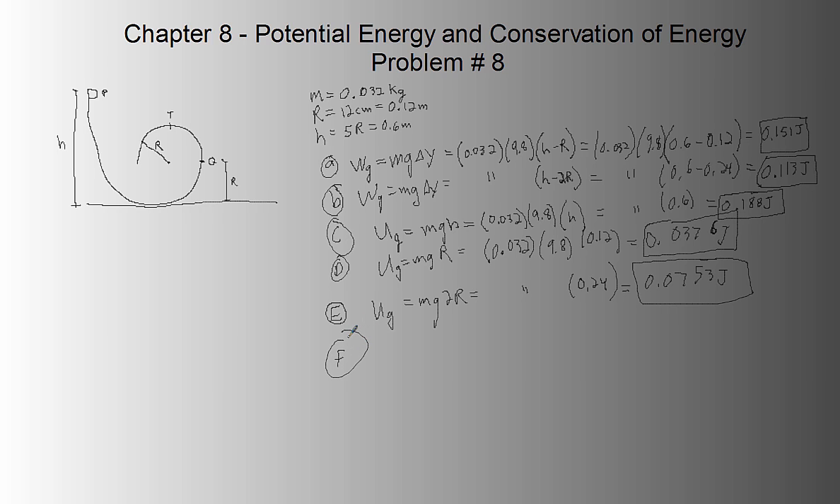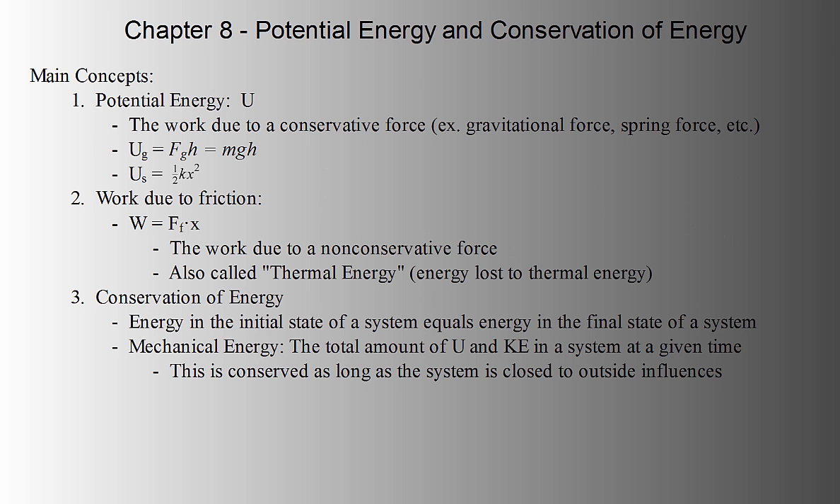And finally F. In F, they're asking if instead of merely being released, the block is given some initial speed downward, do the answers change, and if so, how much? As you can see, none of these depend on velocity. They only depend on your location or configuration, as stated in the conservative force notes, so it's not on the main concepts, but it is the configuration.